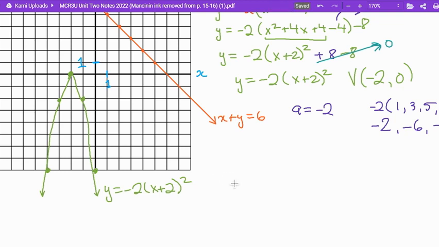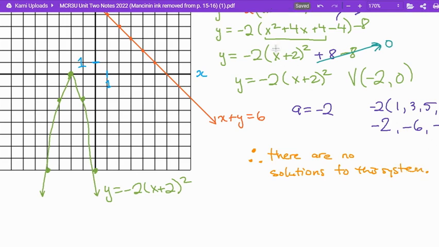And what can we say about the solutions? How many times do these two functions intersect? They don't. So we can say, therefore, there are no solutions to this system.